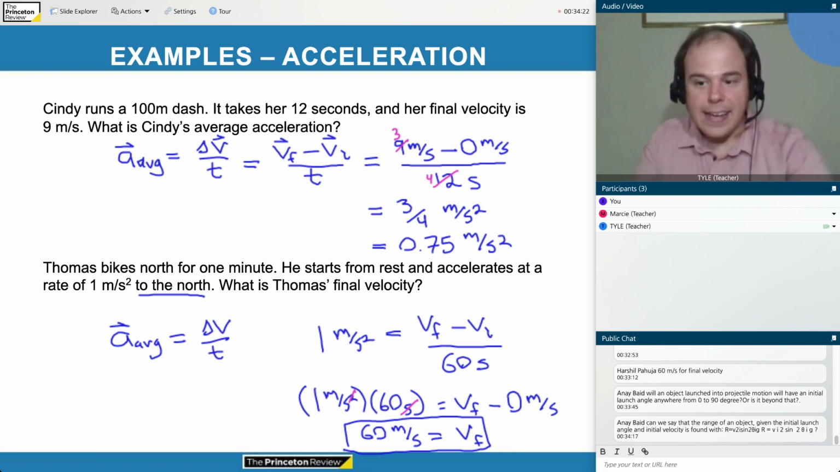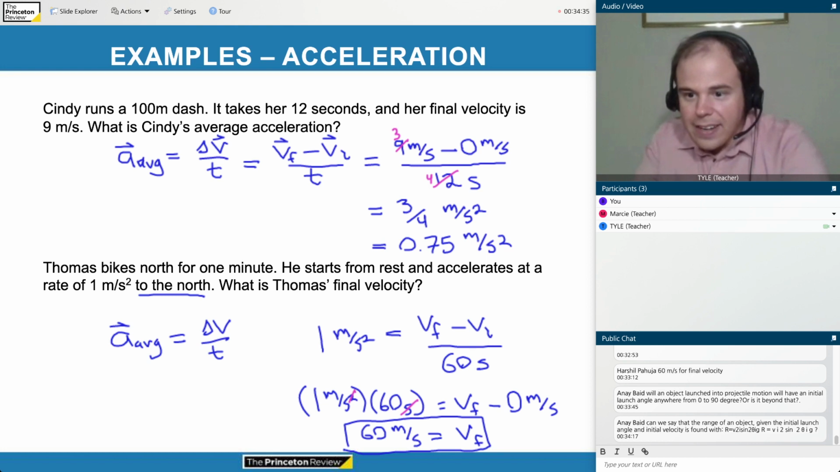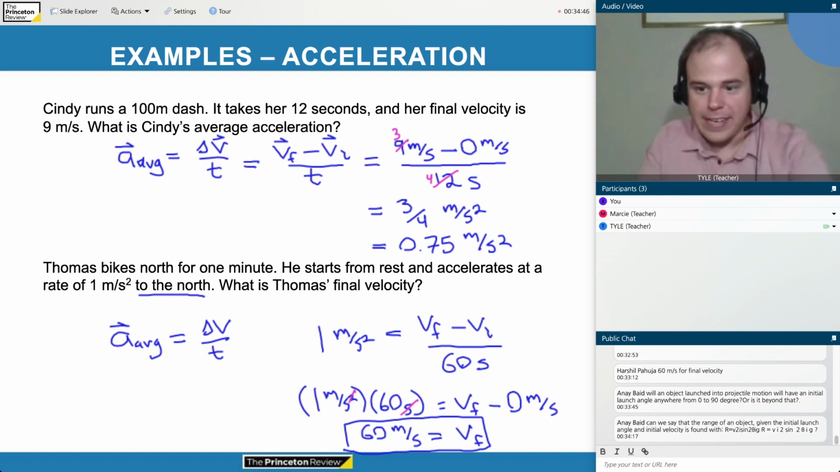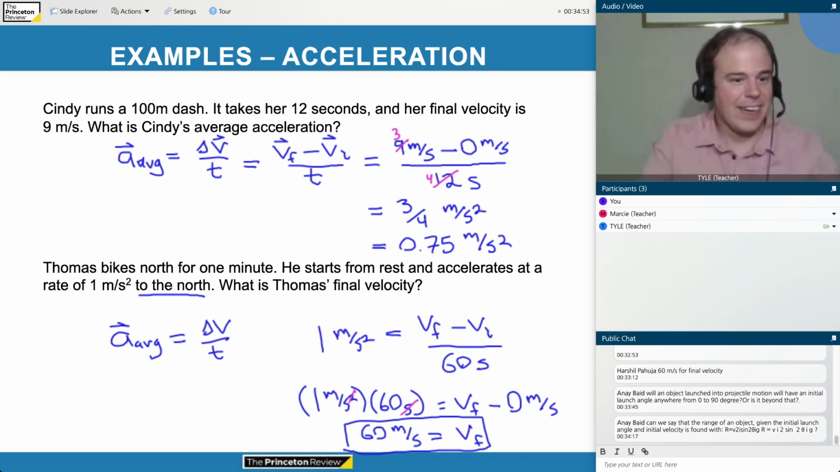And they asked about air resistance. We'll get to that more when we talk about projectile motion. And then, yeah, fantastic. I see a bunch of good answers to the question about Thomas. And they also asked about launch angles and the range of an object. Yeah, fantastic. We'll get into that more when we reach projectile motion, but the equation that you wrote for the range is correct, if you assume a launch angle of theta. That's the correct formula, absolutely.